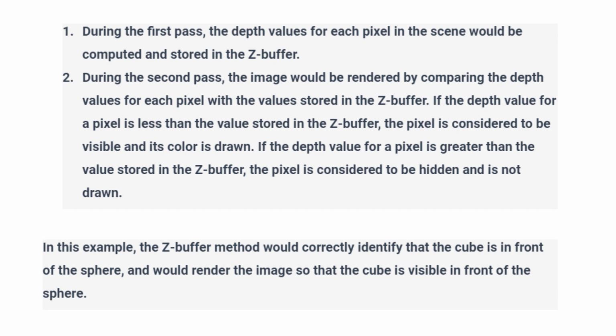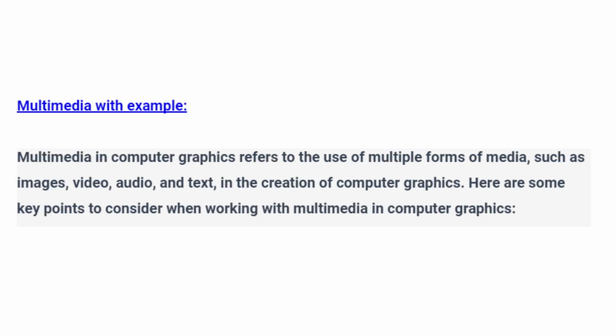If the depth value for a pixel is greater than the value stored in the Z-buffer, the pixel is considered to be hidden and is not drawn. In this example, the Z-buffer method would correctly identify that the cube is in front of the sphere and would render the image so that the cube is visible in front of the sphere.